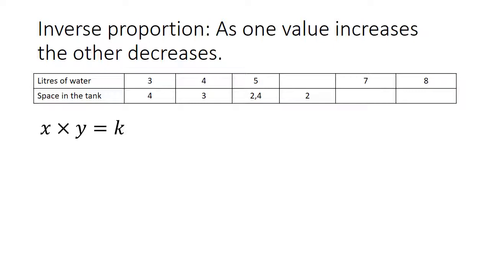With the inverse proportion, as the one value increases, the other one will decrease. So it's different to the direct proportion, where both values increased. In our example, we've got a tank full of water, and as we put water into the tank, the space in the tank decreases. So if we put in 3 liters, there will be space for 4 liters in the tank. If we put in 4 liters, there will only be space for 3, and so on and so on.